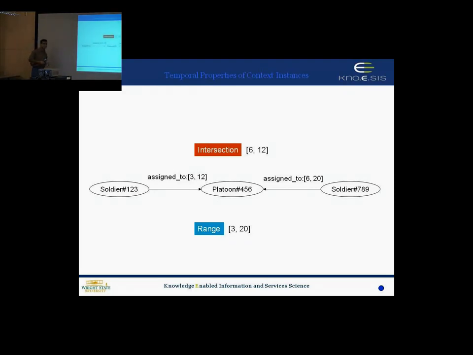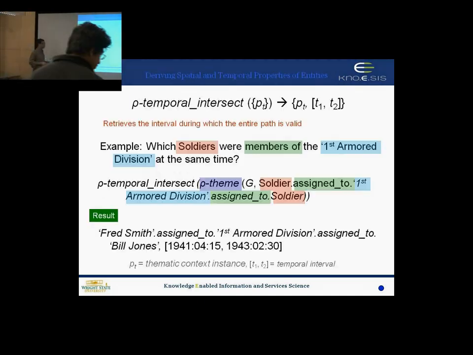Similar kind of querying can be done even for information related to the temporal intervals. Like if I want to figure out who are the soldiers who were fighting during a particular time, that kind of querying can again be done using our operators. Like this particular one, which is the temporal intersect, where I'm trying to figure out if there was an intersection between two different operations, like which soldiers were a member of 1st Armored Division at the same time. Using this particular operator, we can assign the values, and if there is a soldier who was assigned to the 1st Armored Division, it will help in returning back all the overlapping time intervals.